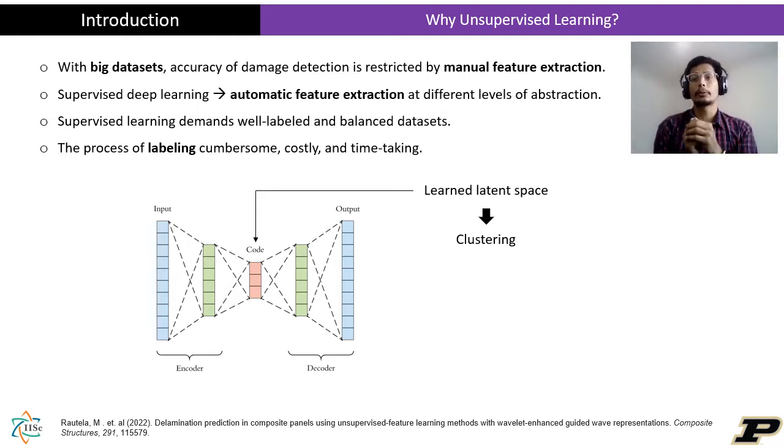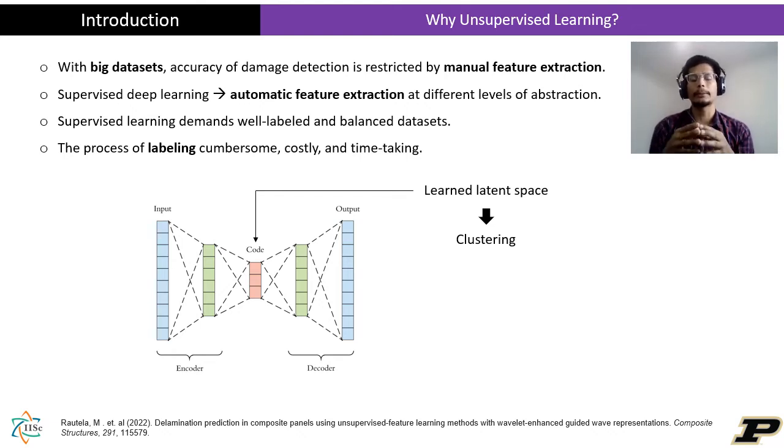That's where supervised deep learning came into the picture. Deep learning technology in general is very good with automatic feature extraction at different levels of abstraction. Their natural tendency is to extract features at different levels of abstraction. They do it by minimizing a certain loss, and there is a lot of literature about that, which I won't be discussing entirely.